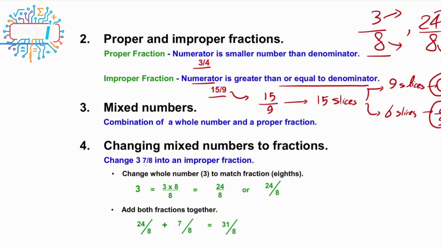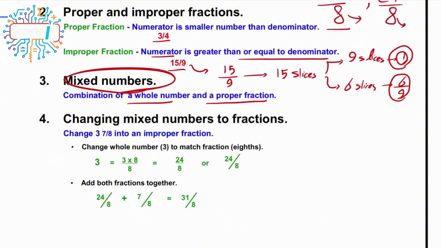Which is going to lead us to the next part, mixed numbers. A combination of a whole number and a proper fraction is going to give us a mixed number, or an improper fraction. So here's the question: how can I change these mixed numbers to fractions? This is the important part.